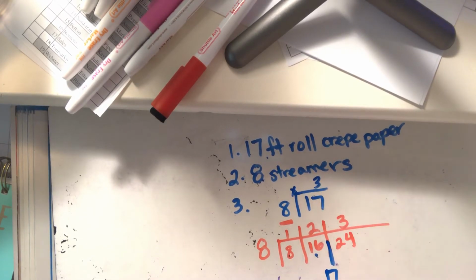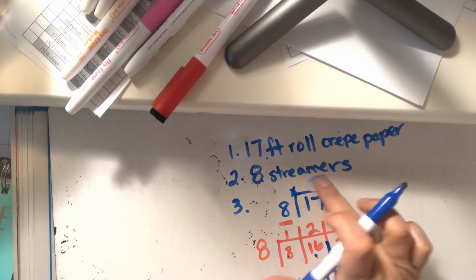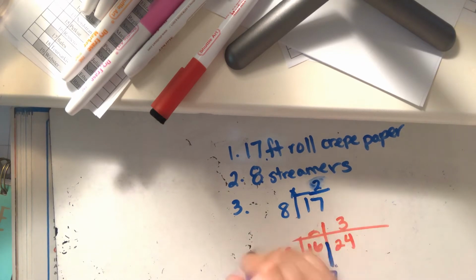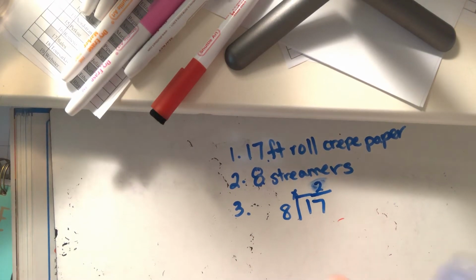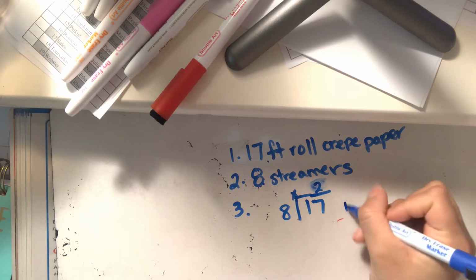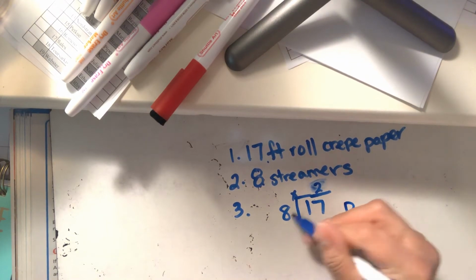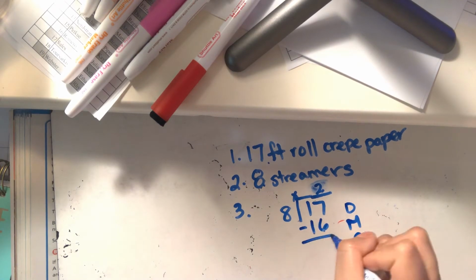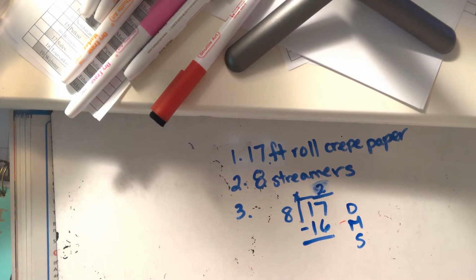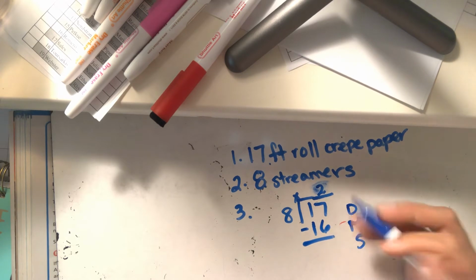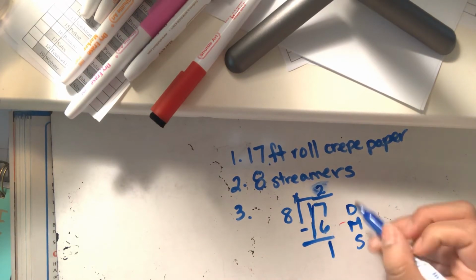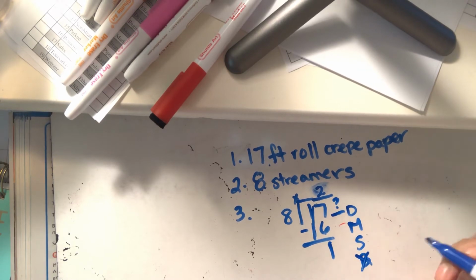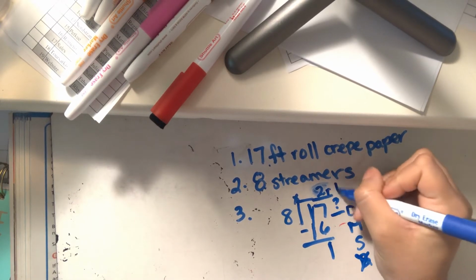So 8 times 3, or 8 times 2, excuse me, I'm sorry. 8 times 2, trying to get used to these markers too, is going to be 16. So we divided, we're going to multiply, which was 8 times 2. Now we're going to subtract. 8 times 2 equaled 16, so subtract 16 from 17. 17 minus 16 is going to be 1, right? These two cancel each other out. Do we have anything left over to bring down? We don't. So our answer is 2 with a remainder of 1.